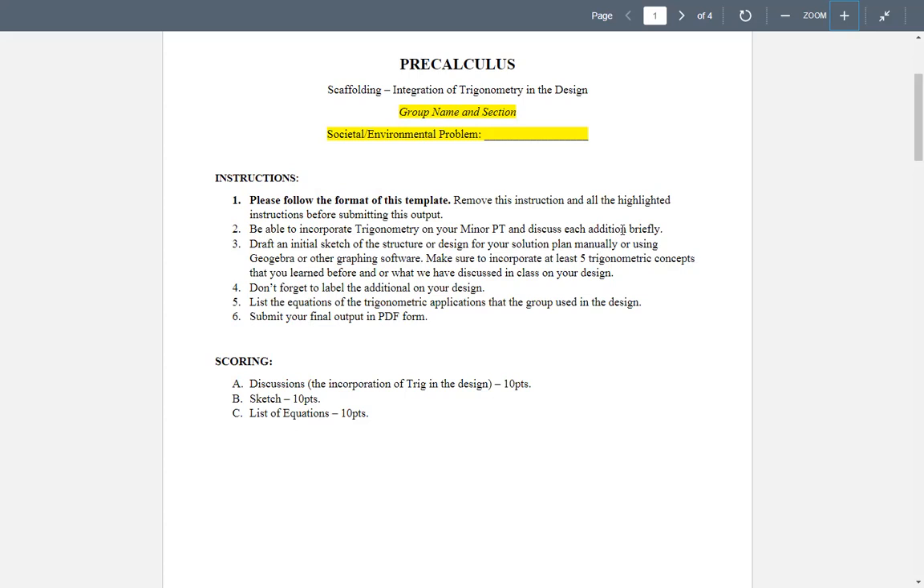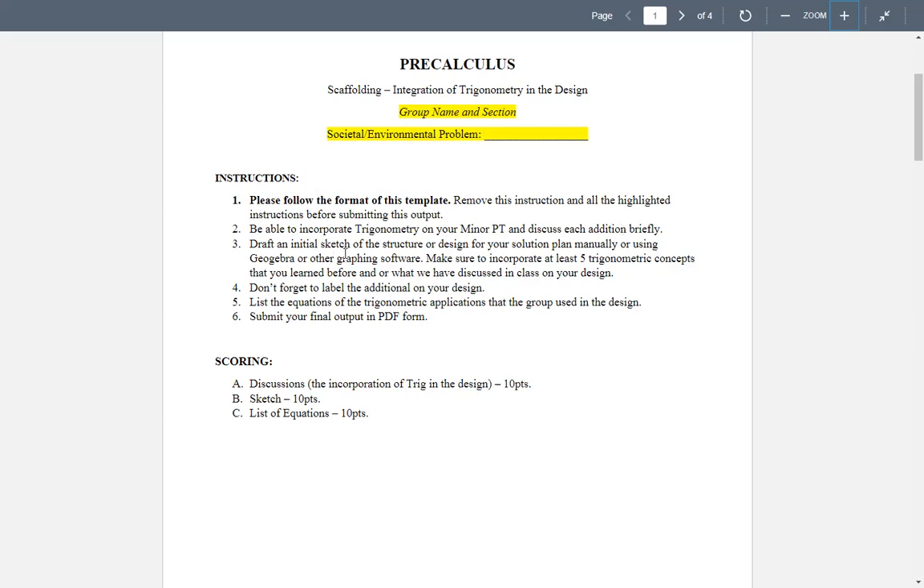So you identify there the length of the radius or whatsoever. Another, for the roof, what's the angle there that you used, the area of a sector, the arc length, and whatever trig concepts that you have learned before. You can apply it here on this scaffolding, as long as you have discussed each addition briefly.